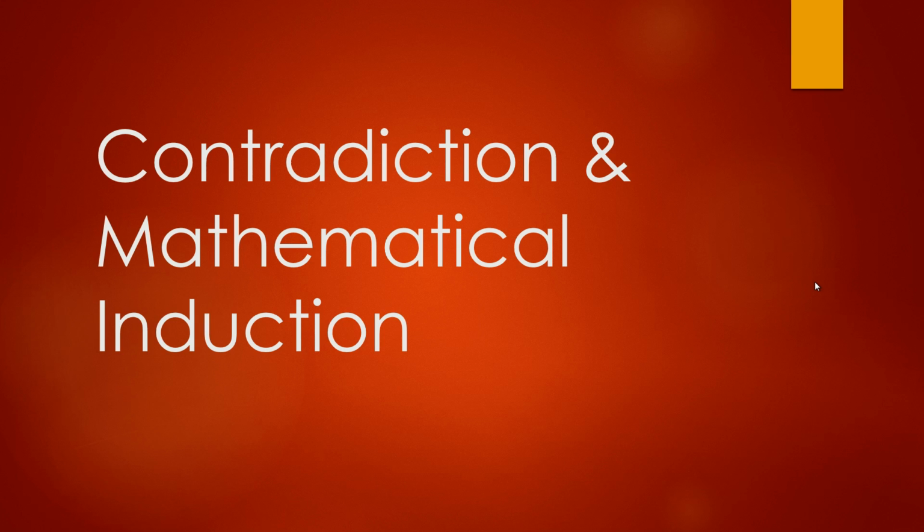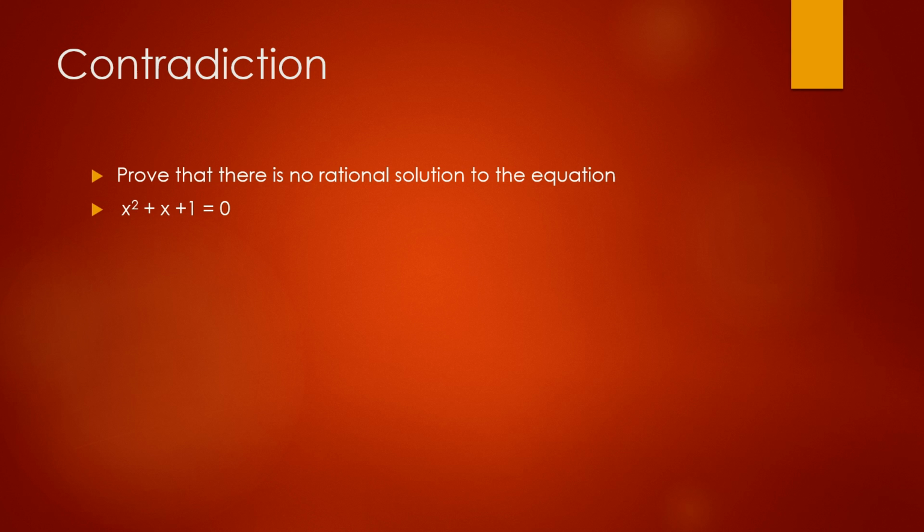And today I'm going to be solving a couple proofs using contradiction and mathematical induction. The first proof I'll be solving today is a proof by contradiction. I was asked to prove that there is no rational solution to the given equation x squared plus x plus 1 equals 0.